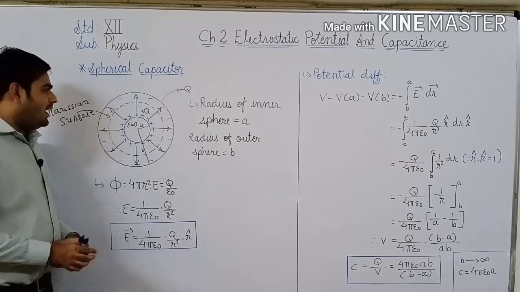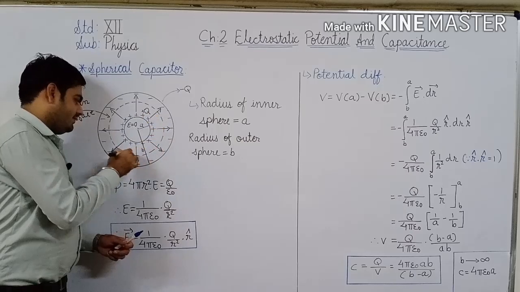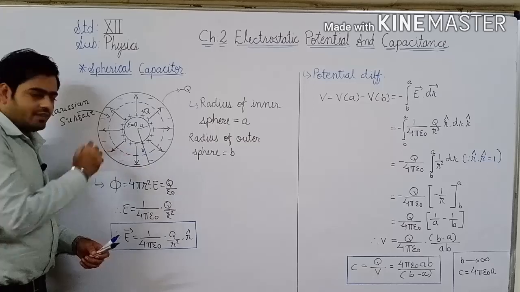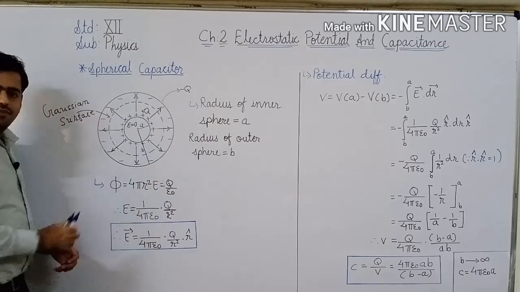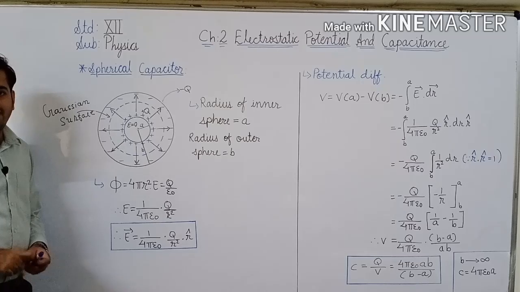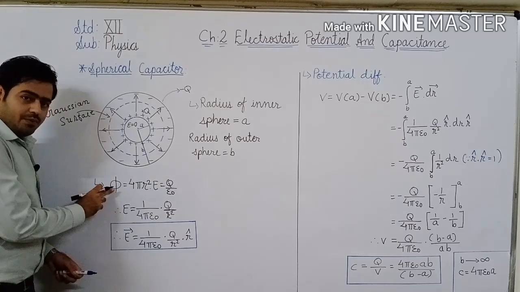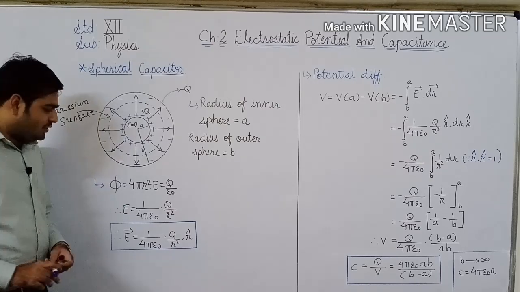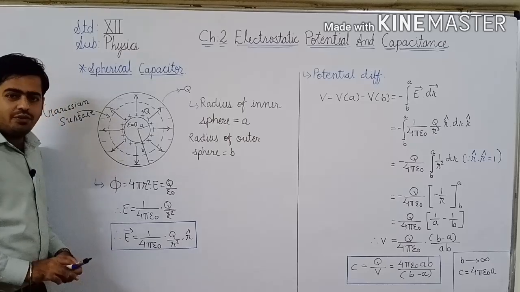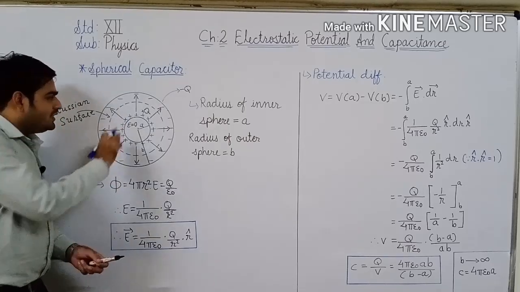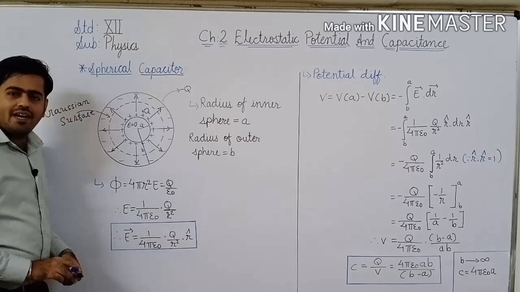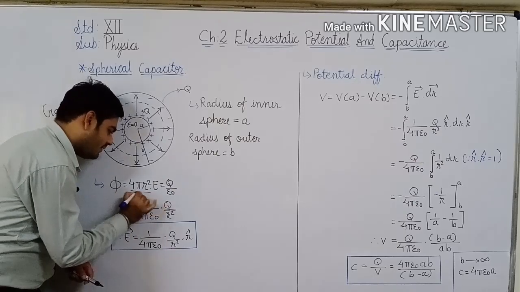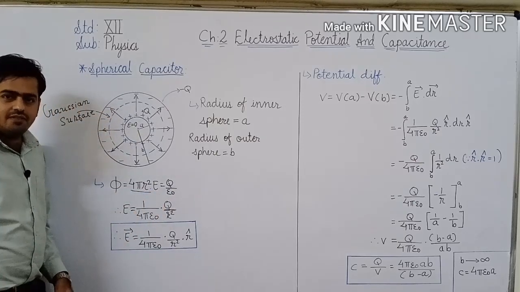Now if I consider one Gaussian surface, which I have shown with the blue dotted line, this is nothing but a Gaussian sphere, and if I want to find the electric flux associated with this Gaussian surface, we know the formula of electric flux. Electric flux is nothing but electric field into area. So electric field E into the area of the sphere. For this Gaussian surface I am taking radius r, so 4 pi r square into E, where 4 pi r square is the area and E is the electric field.